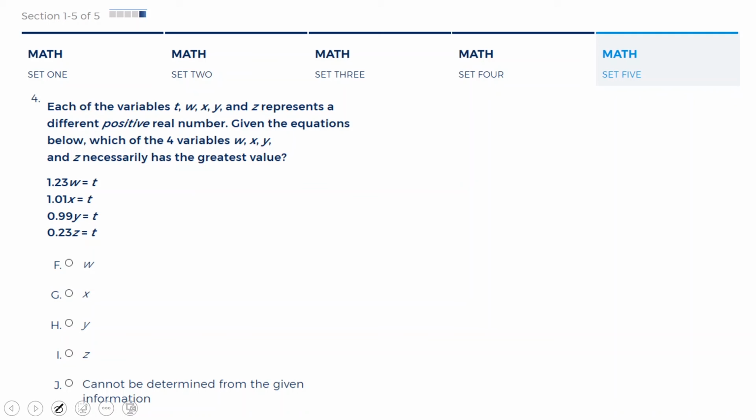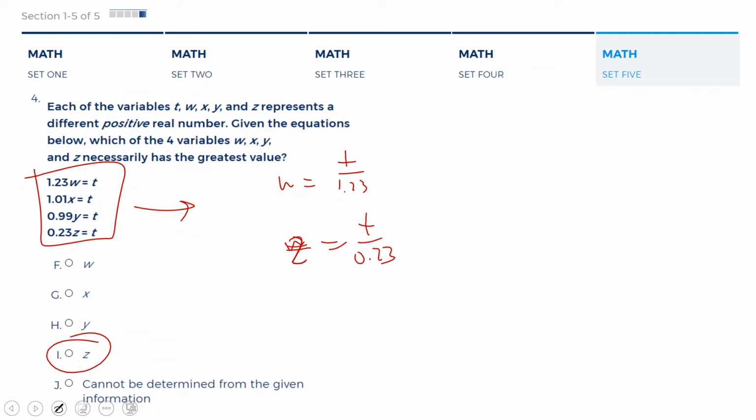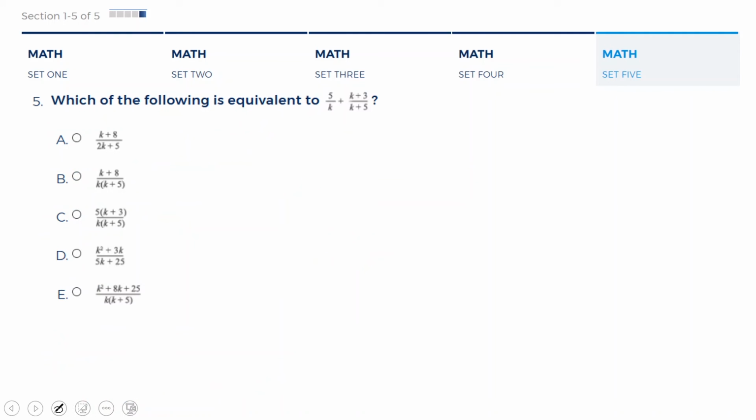Given the equations, which had the greatest value? Okay, so here it's actually simple, because relative to t, w is equal to t over 1.23, so it's actually the lowest. And z, the latest one, z is equal to t over 0.23, so it's z. Next. Which of the following is equivalent?